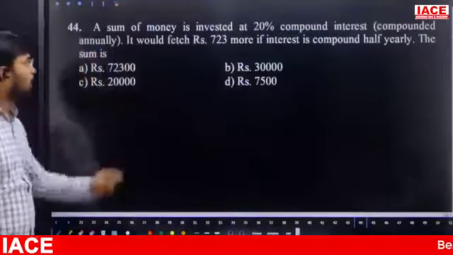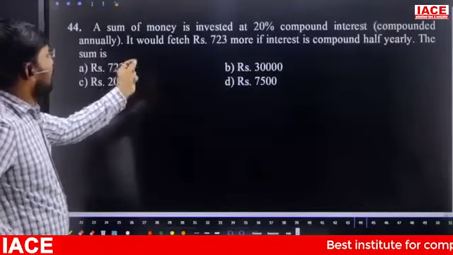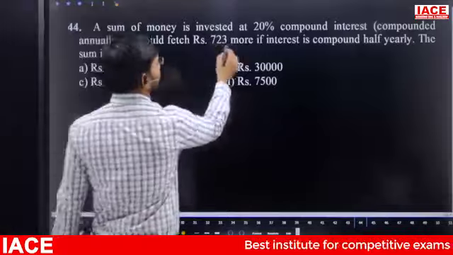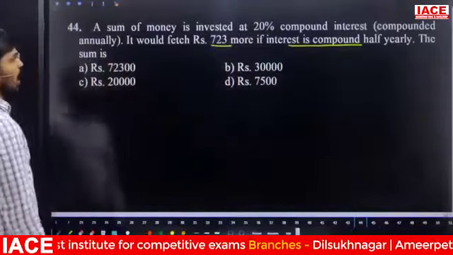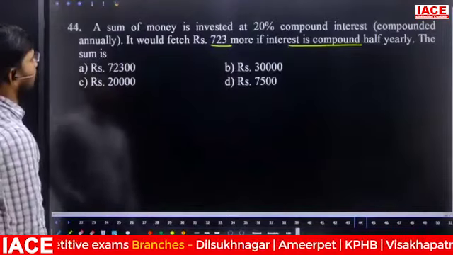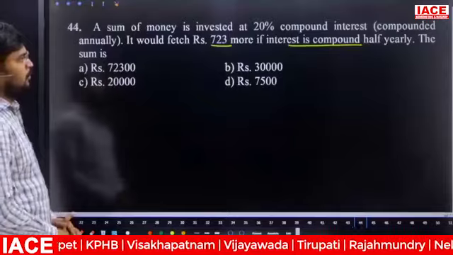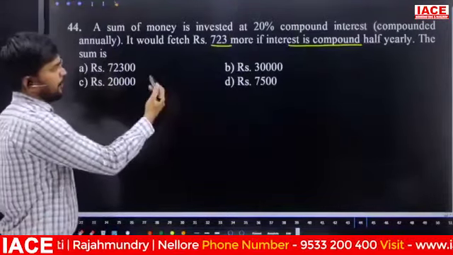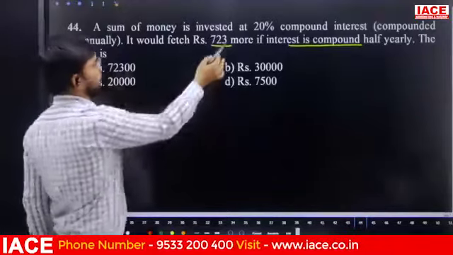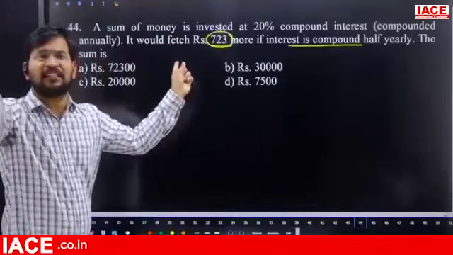So read the next question, amma. A sum of money invested at 20% compound interest would pay 723 more in compound interest if compounded half yearly. So what is the sum? Okay, look at me, andi. So comparatively, annually versus half yearly, you are earning 723 rupees more.